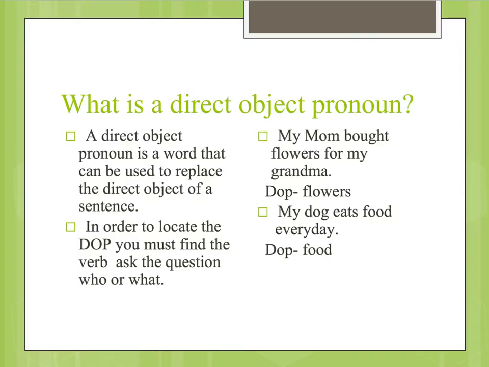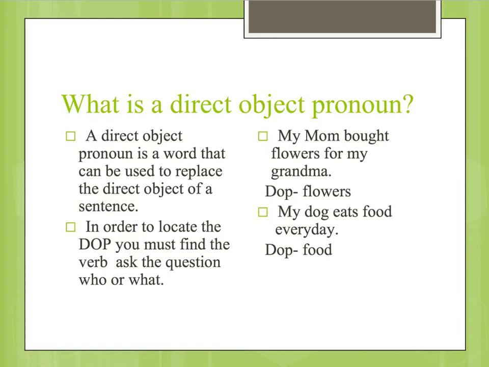What is a direct object pronoun? A direct object pronoun is a word that can be used to replace the direct object of a sentence. A direct object is something that receives the action. That's the official grammar definition of it.